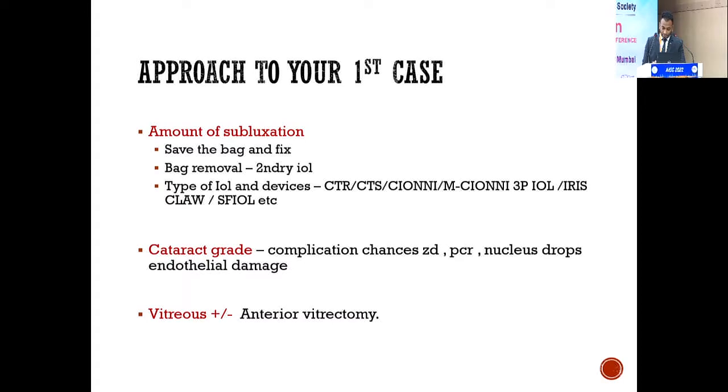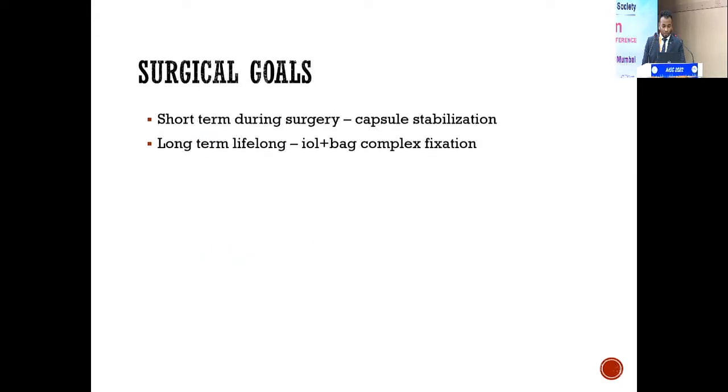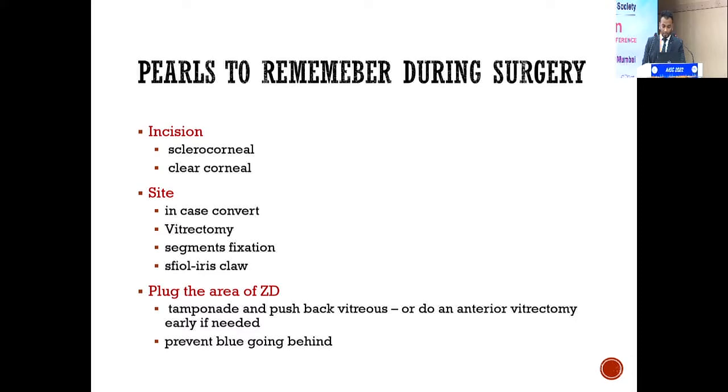Vitrectomy also is needed. So the surgical goals are two. There is a short-term goal during the surgery, where you have to do a capsular stabilization, and a long-term goal, where the IOL and bag complex has to be fixed. Since it's the first surgery, we'll take a very practical approach, with the things I wanted to take care of during the surgery, because every step is very important, right from planning the incision site and the type of incision. If you're used to doing a temporal phaco and you always do a temporal, but intraoperatively you want to plan a secondary IOL or a CTS fixation, it may hinder your wound area. The site of the wound is very important.